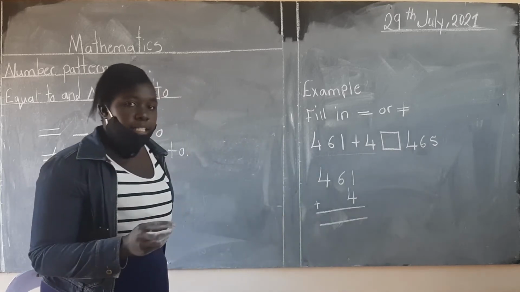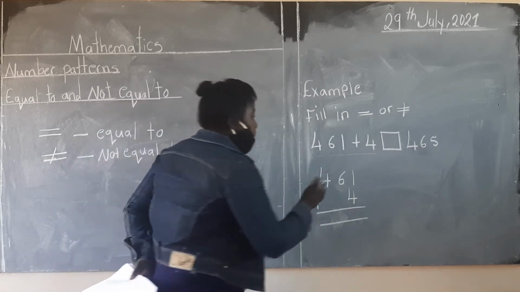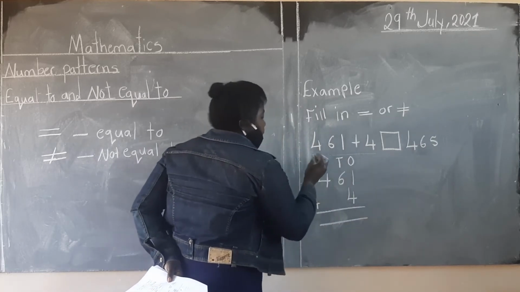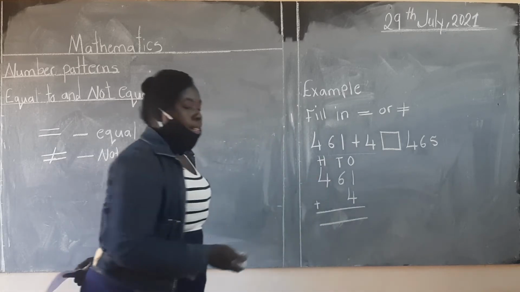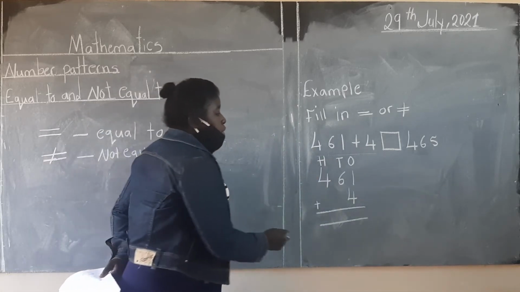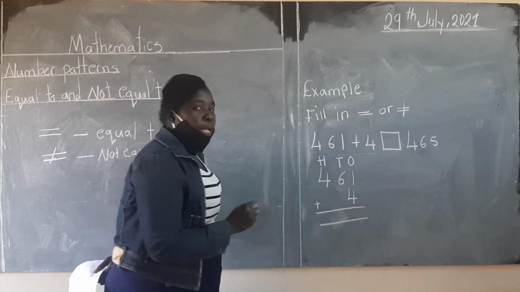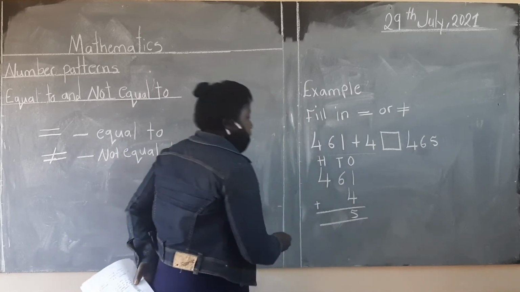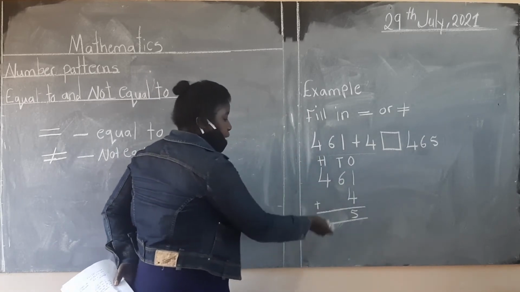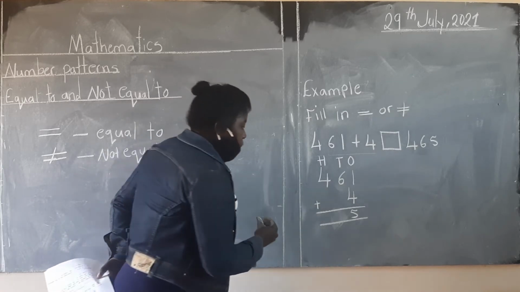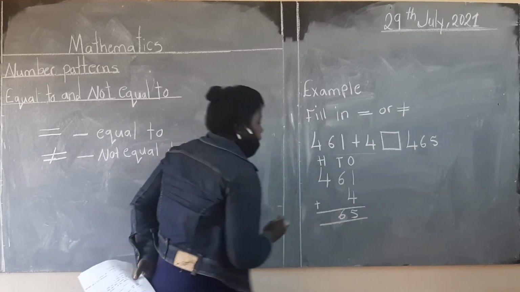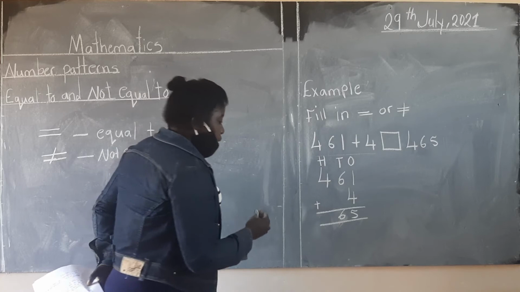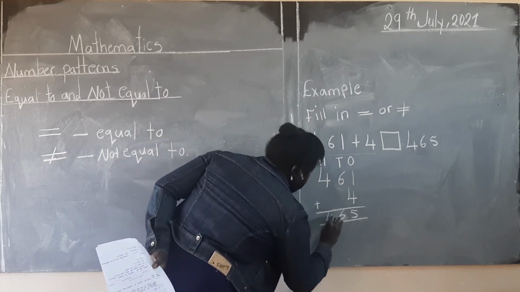Remember, we said when adding, you have to start with ones. These are our ones, and then these are our tens, and these are the hundreds. That's when you start adding. So you are going to say 1 plus 4. Very good, it's 5. And then here 6 plus 0. There's nothing there. It will be 6. The last one we have 4 plus 0. So your answer here will be 4.